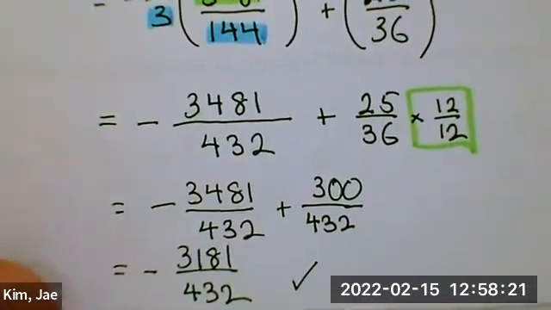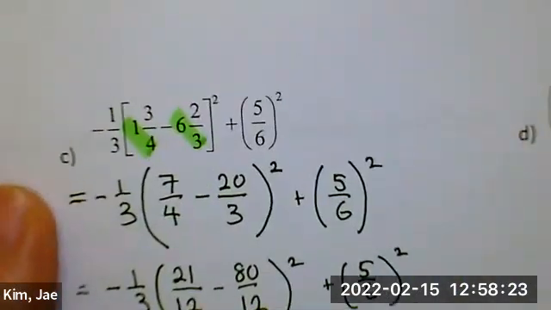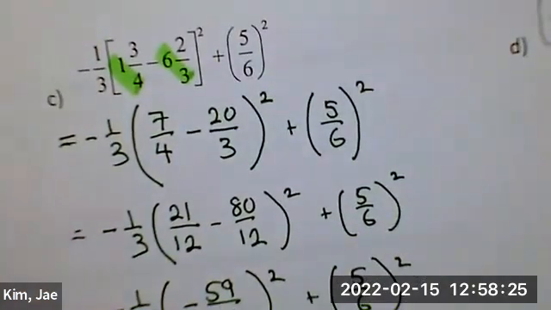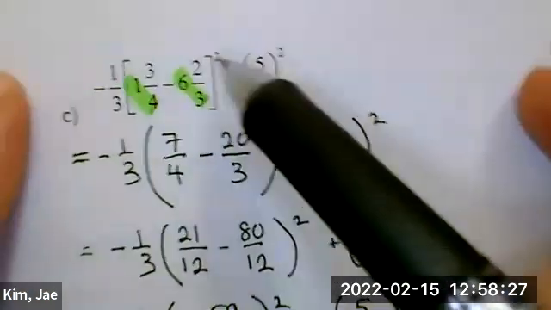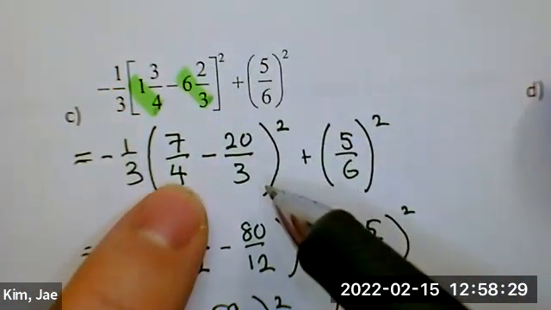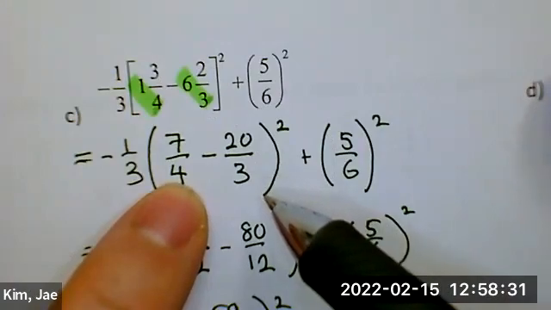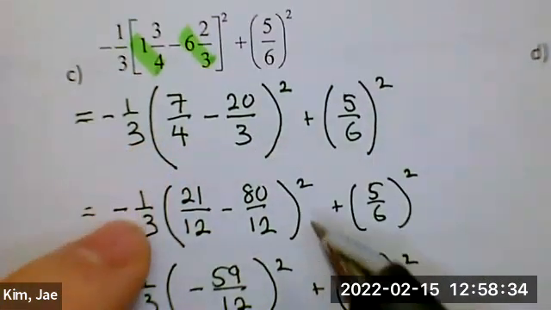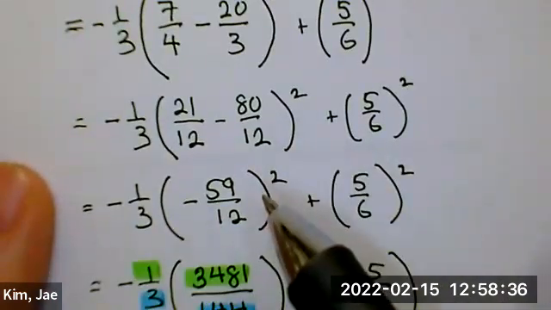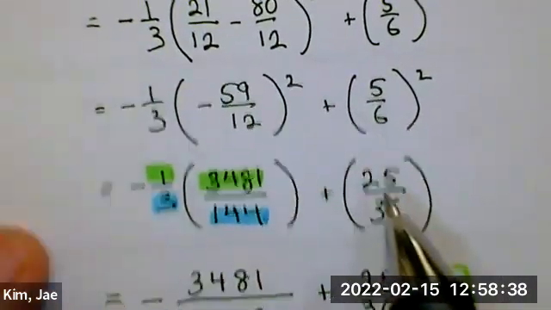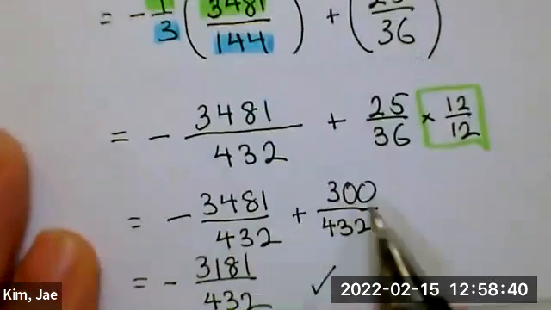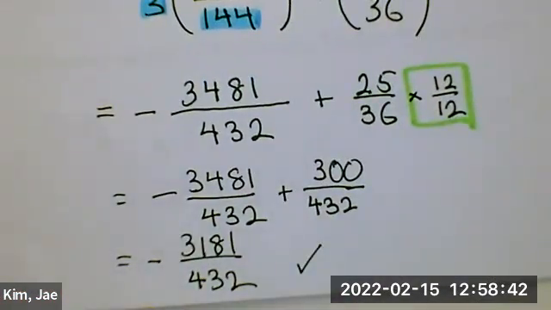So quick recap of that hardest one. It's long and it's annoying, but it's not anything new. I first made everything into improper fractions. I then worked out BEDMAS by solving the bracket, and then the exponent, and then I multiplied, and then I added. BEDMAS. That's it.